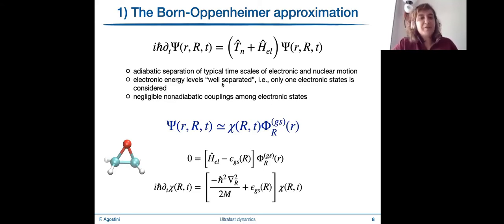And this could also be re-expressed in another way, meaning that the occupied electronic state is well separated from all the other electronic states, energetically speaking. And this also translates to the fact that the non-adiabatic coupling between the occupied electronic state and all other states is negligible. Okay, so in the Born-Oppenheimer approximation, this non-adiabatic coupling between the electronic states is negligible.